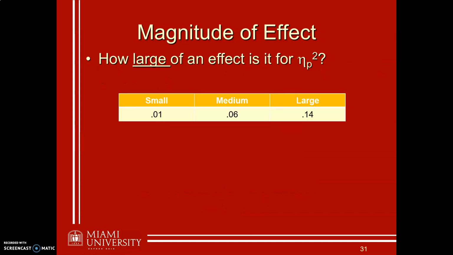If you are looking for a way to determine how large an effect is for eta squared or partial eta squared, some researchers have suggested a small effect is 0.01, medium effect 0.06, and large at 0.14. So that helps you translate math to English.